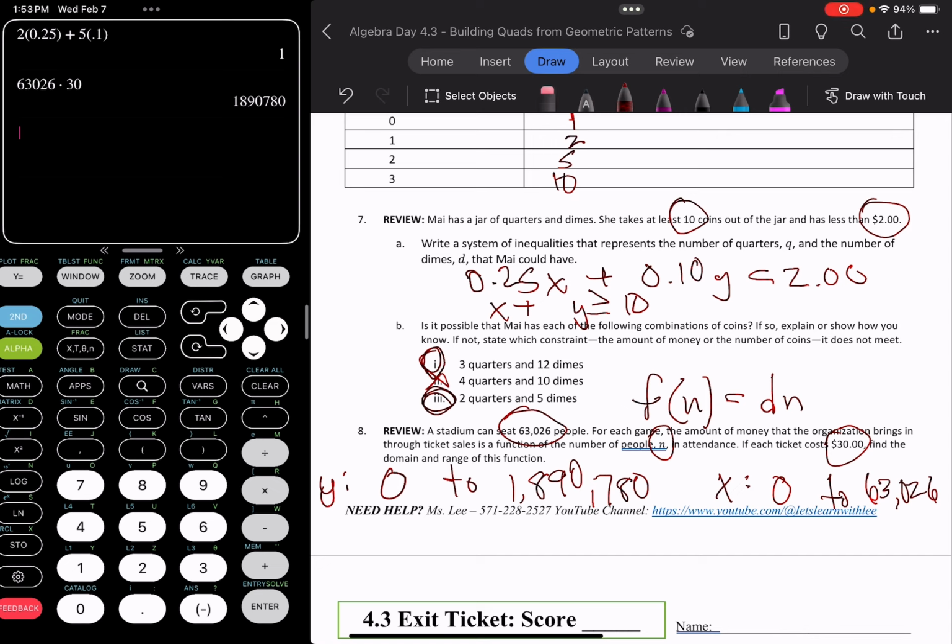The other thing is each ticket costs $30, so these would be in increments of 30. And each person can only be a whole person, so in whole numbers or positive integers.